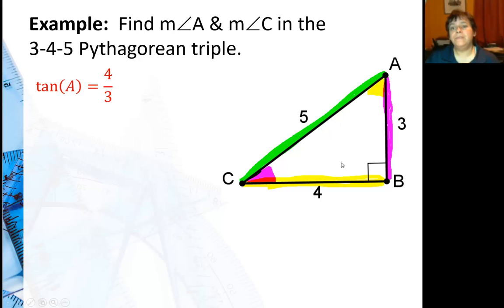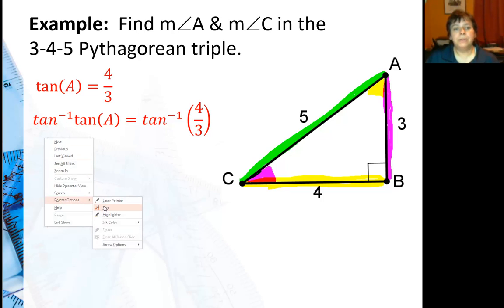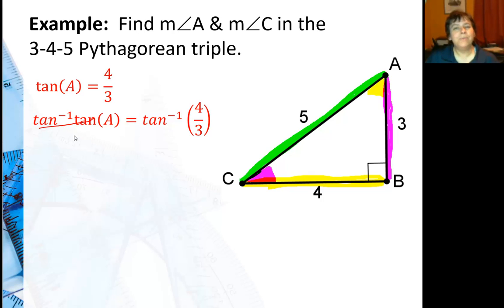So tangent of A is 4 opposite over adjacent, 4 over 3. Then I take the inverse of both sides, and these undo each other. So it's not really that they cross out, but they undo, like square and square root. So I'm going to end up with just A on the left side and inverse tangent of 4/3. Well, your calculator knows how to do that. It's going to tell you that it's about 53.1 degrees.